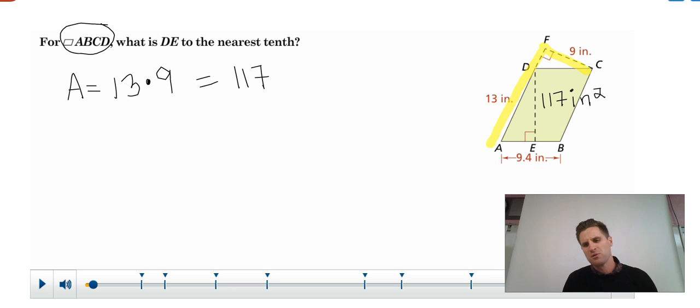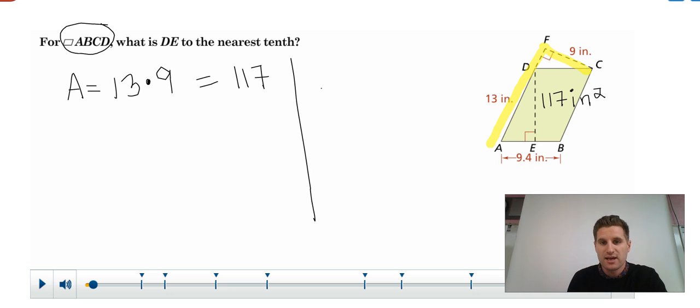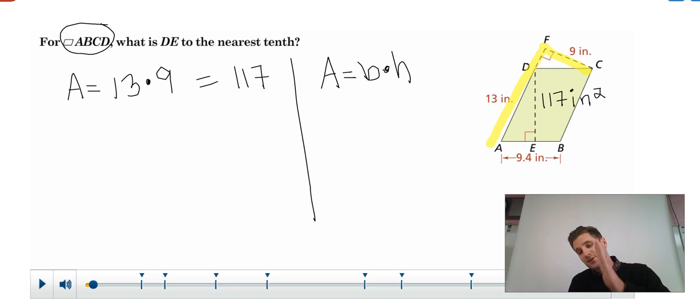Okay? You're like, well, Mr. Smith, why is that useful? Well, I can now go ahead and say, look, the area is base times height. Now, if I look at it on the side, we had 13 and 9 as a base and a height, but we should be able to actually do the exact same equation using AB and AE.